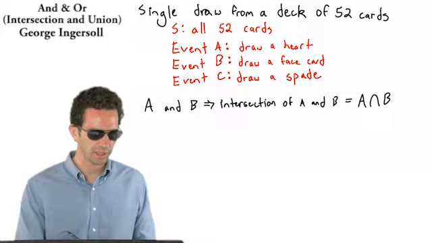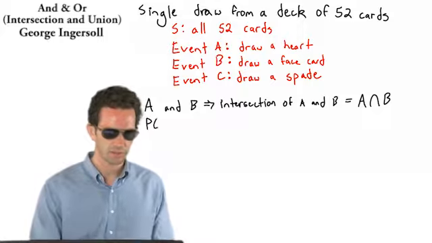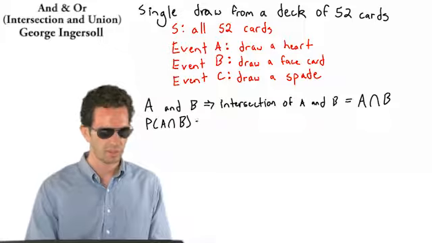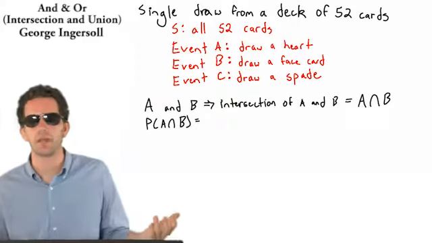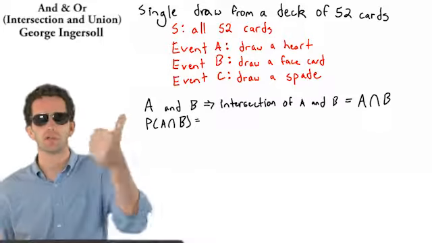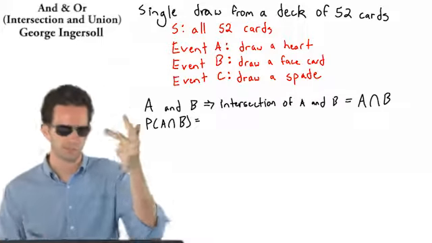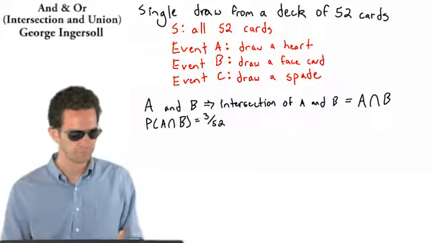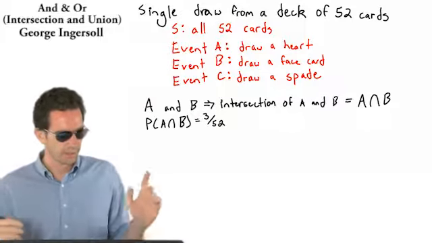And so the probability of A intersection B is going to be equal to, well, let's just think about it. How many heart face cards are there? There's the Jack of Hearts, the Queen of Hearts, the King of Hearts. So that is going to be 3 over 52. That just makes common sense.